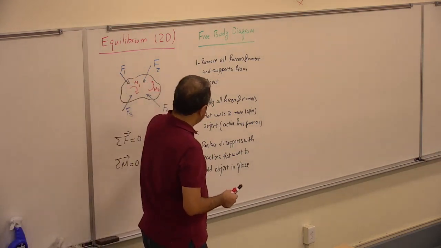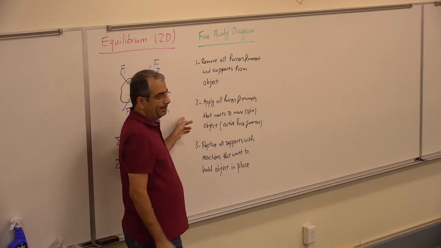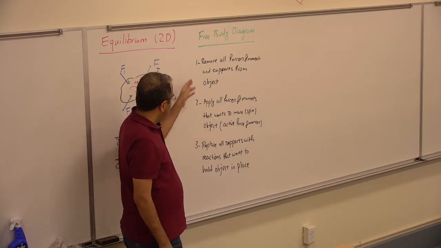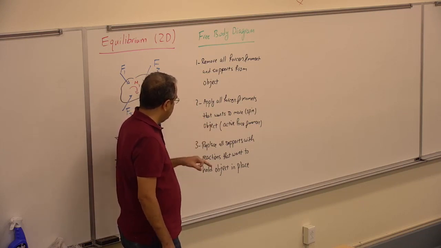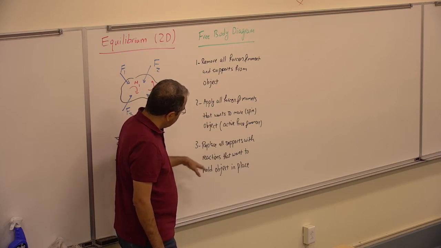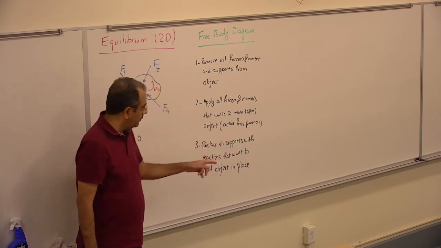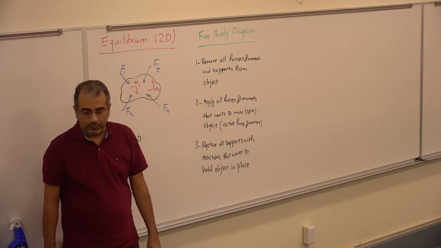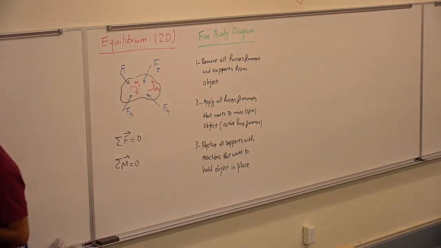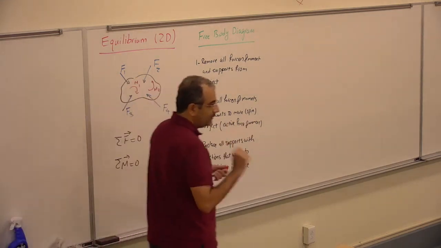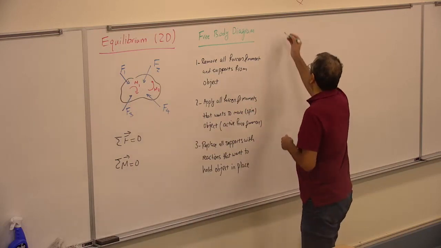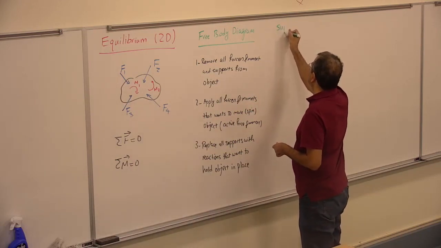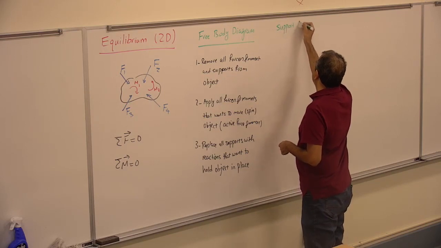So the first two steps are very similar to what we had for the particle or the point. But when it comes to 2D, the supports are a little bit different. So we want to look at how we are going to work with that. If I have a support, how do I remove that support and replace it with a reaction? So we want to see what the supports and reactions are.